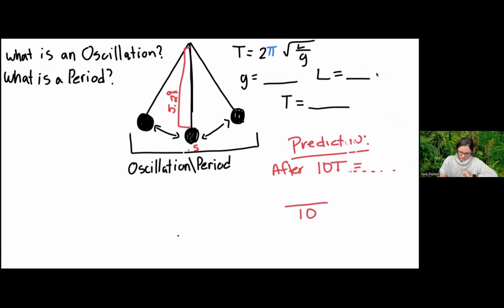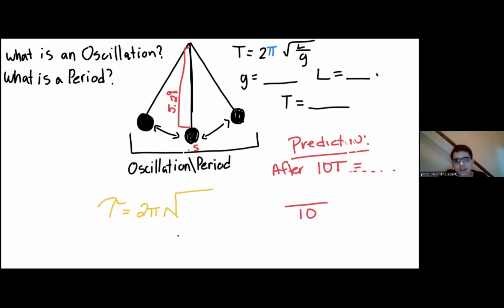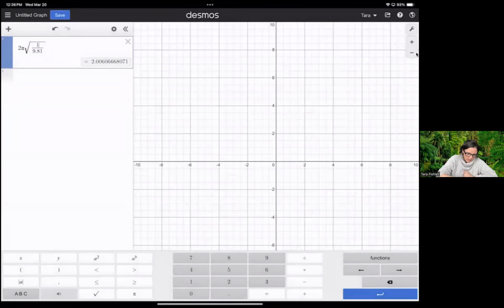All right, so let's see. 5.29. What's our equation again, guys? T equals 2 pi square root of L over g. Okay, so let's plug that into the calculator with g as 9.8. We have 5.29. Okay, so we don't have 1 anymore.